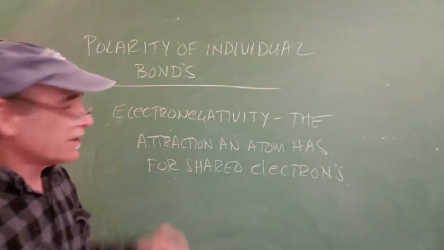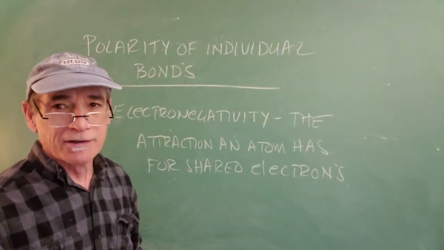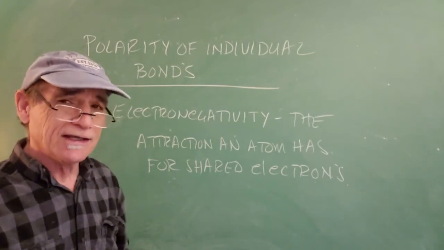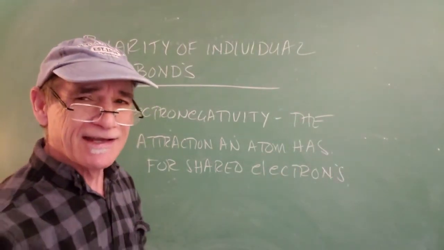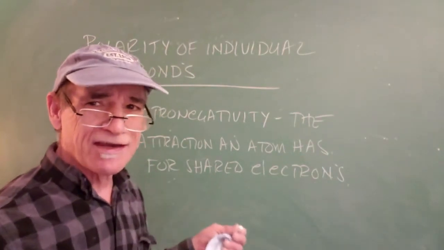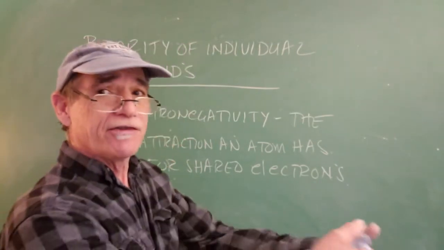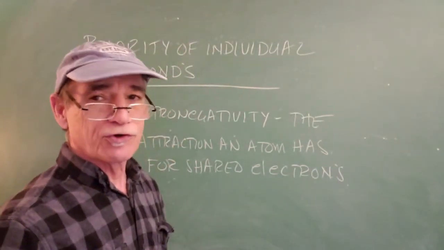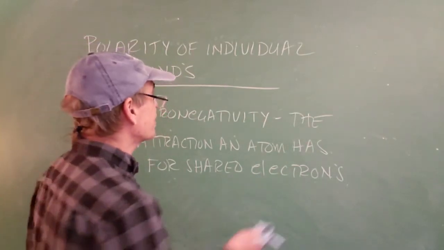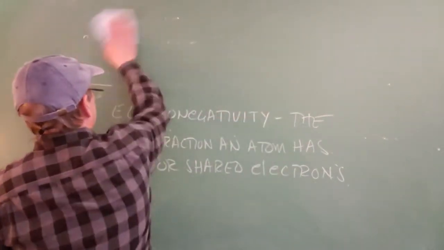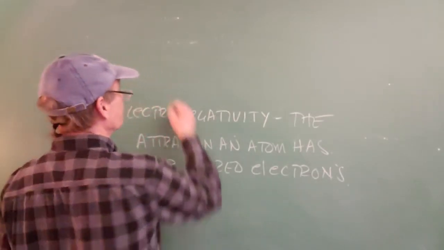This was a term developed by Linus Pauling, who won a Nobel Prize for this. He used the concept of ionization energy and electron affinity and came up with an easy to read scale of electronegativity, which is literally a measure of the attraction that an atom has for shared electrons. The electronegativity scale goes from 0 to 4. 4 is the top dog.